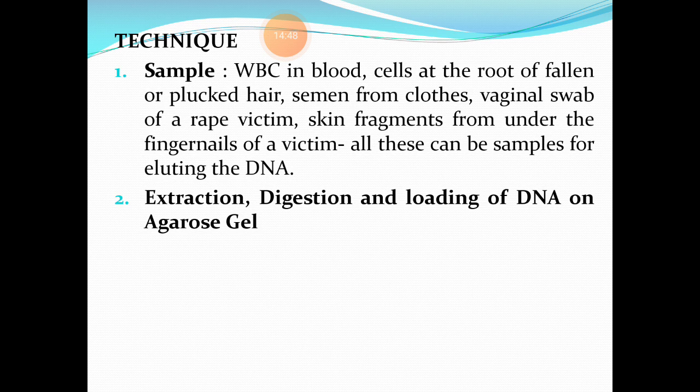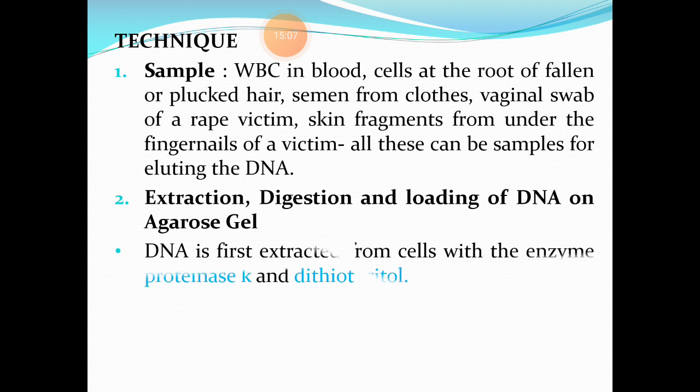Vaginal swab of a rape victim. Skin fragments under the fingernails of a victim, and sometimes even drops of tears. All these can be samples for the elution of DNA. First step. Then second step, from this sample, the DNA is extracted.